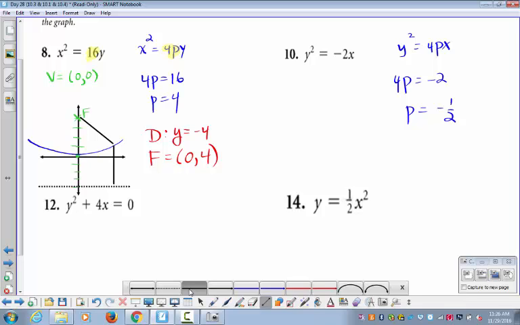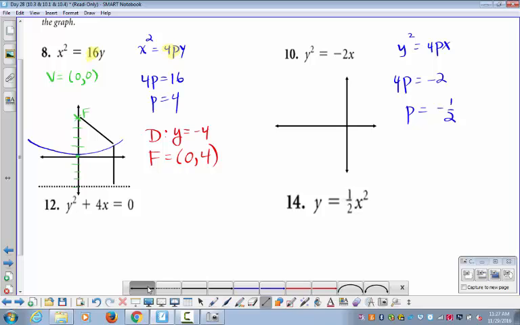Okay, so for this one, over here, this one is going to open horizontally because the y is squared and the x is linear. So it's like x equals y squared is a horizontal parabola. P is negative though, so it's going to open left and not right. So if we have a vertical situation, P positive up, P negative down. Horizontal situation, P positive right, P negative left.